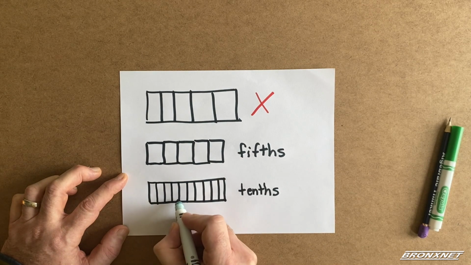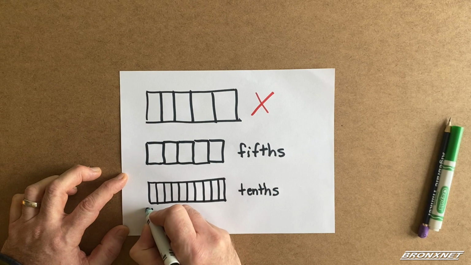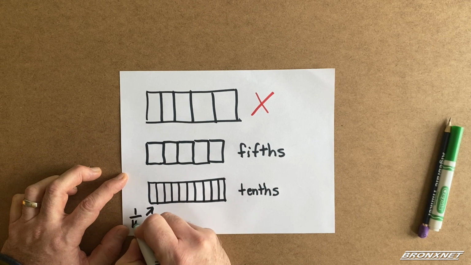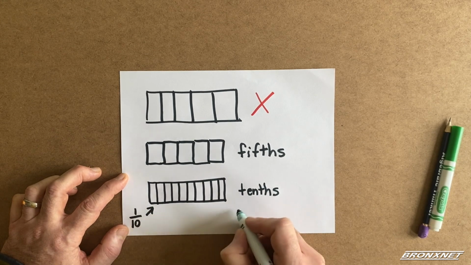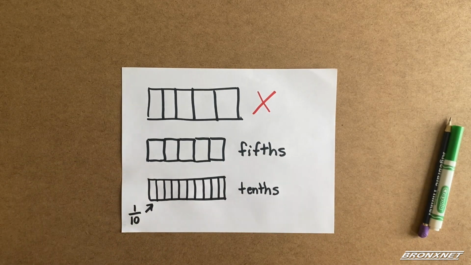1, 2, 3, 4, 5, 6, 7, 8, 9, 10. Each one of these is 1/10. I have 10 tenths, which is 1 whole. I'm not going to show you how to make a drawing of fifths using a circle. It's just too difficult to do well.